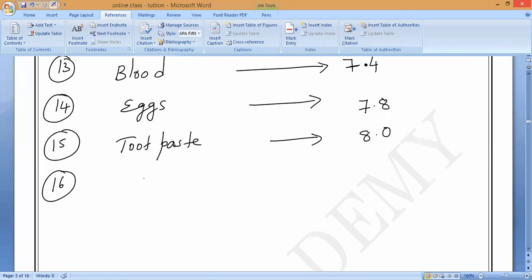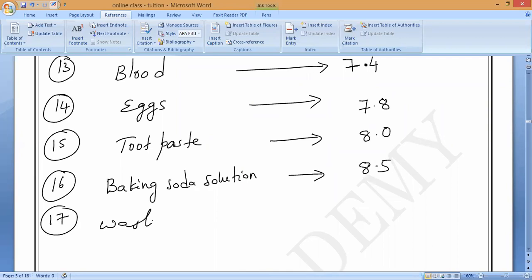Next, baking soda solution. Please write it. 8.5. Next, washing soda solution. How much are you expecting? After 8.5, it is also basic in nature. After 8.5, 9. Understand?